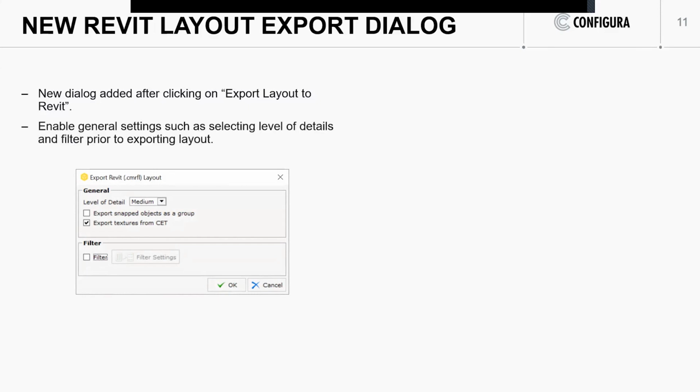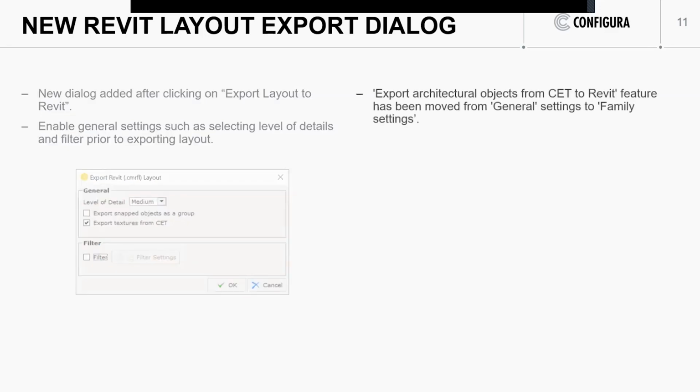On top of being able to filter, there are options now to export to different levels of detail, snap objects as a group, or even textures from CET. And also the export architectural objects from CET to REVIT feature has been moved from the general settings to family settings.